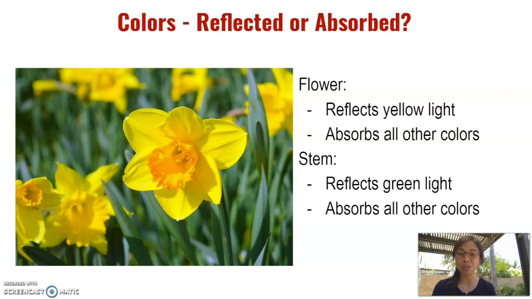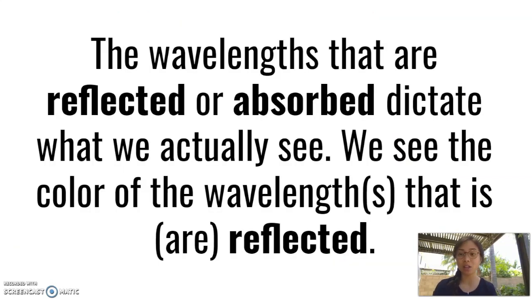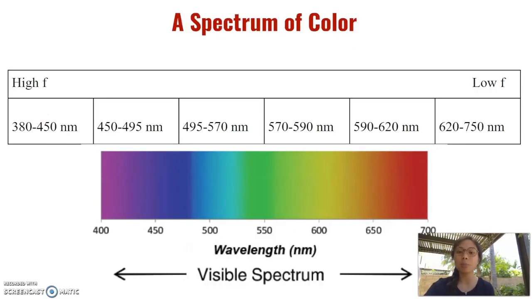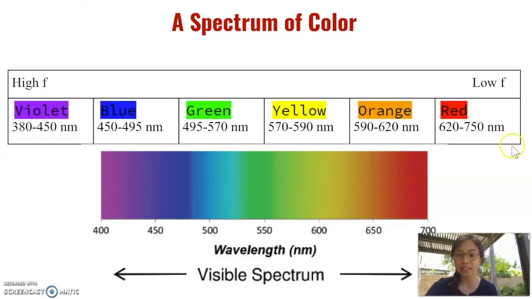Likewise, the stem appears to be green to us because that stem is reflecting the wavelength that belongs to green light and absorbing all the other colors. In other words, one way to describe how we see the colors that we do is that the wavelengths that are reflected or absorbed dictate what we actually see. We see the color of the wavelength or wavelengths that are reflected. So if an object is purple, it is reflecting purple light and absorbing everything else. If an object is red, it is reflecting red light and absorbing everything else. Remember that colors can be broken down by different wavelengths, with violet having the shortest wavelength and therefore the highest frequency, and red having the longest wavelength and therefore the lowest frequency.